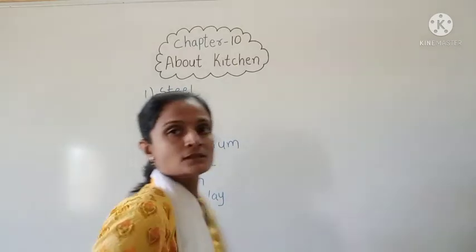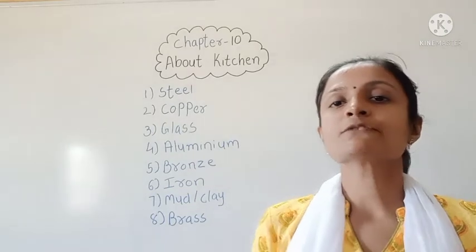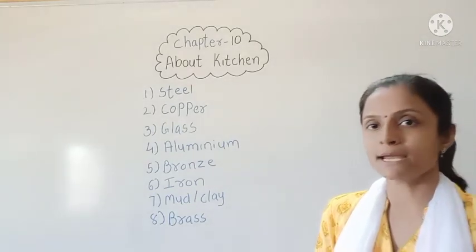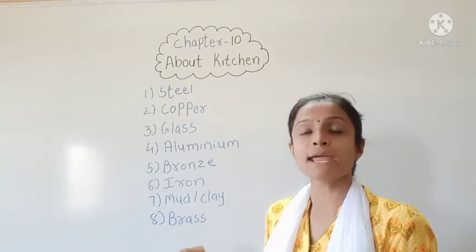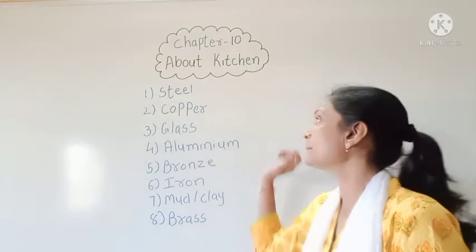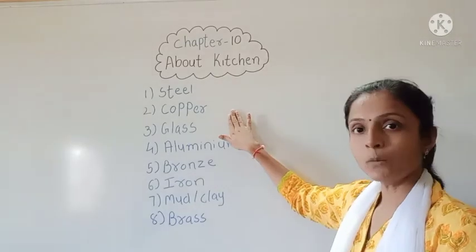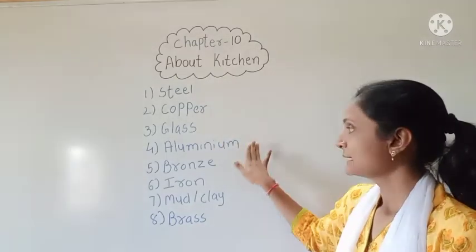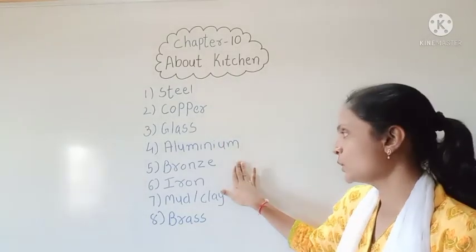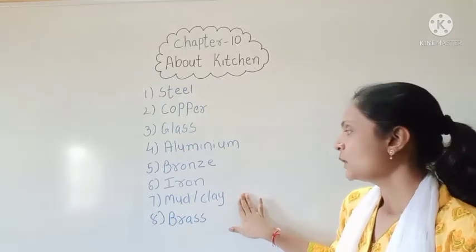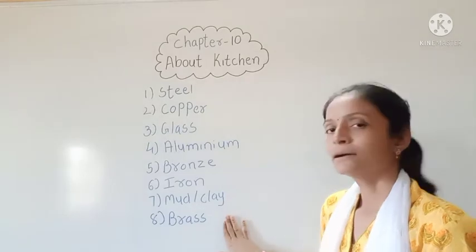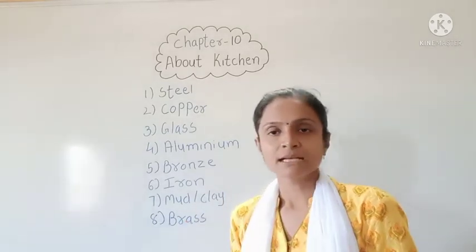Okay, so these are the different materials from which the utensils are made. So let us see what are the utensils made of. The utensils are made of steel, copper, glass, aluminium, bronze, iron, mud or clay and brass. Clear everyone?